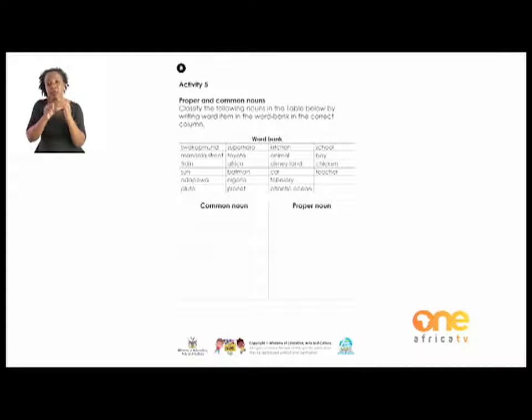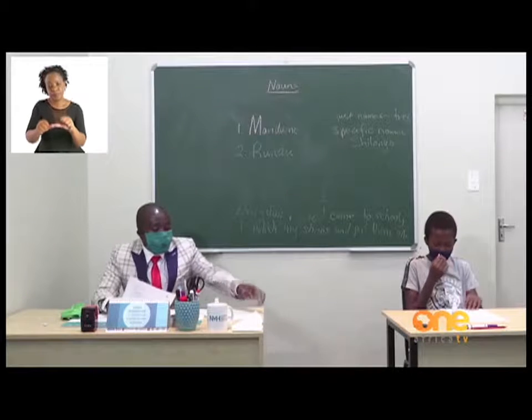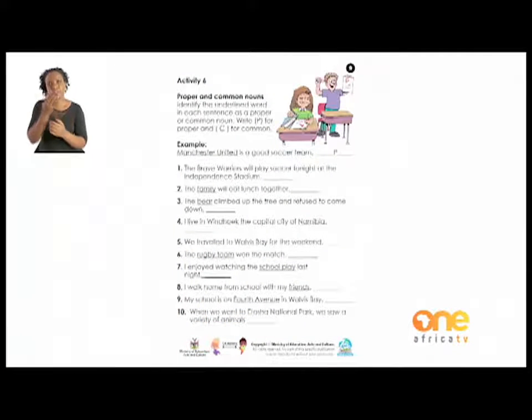Right. Let's move on to the next activity on page 9. Right, are we all on page 9? This is activity 6. Proper and common nouns. Identify the underlined word in each sentence as a proper or common noun. Write P for proper and C for common.